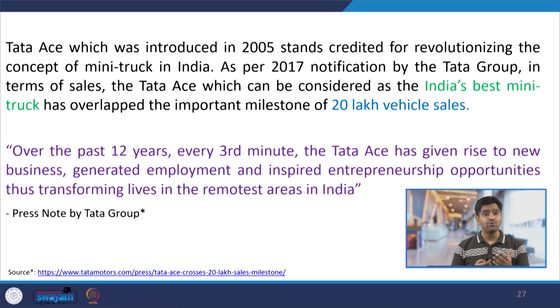Now Tata Ace, which was introduced in 2005, stands credited for creating a revolution with respect to the concept of a mini truck in India. If you go by the statistics, as per the 2017 notification by the Tata Group itself, almost 20 lakh vehicle sales have been done. And I was today looking at one of the videos on YouTube. If you search Tata Ace, on the YouTube channel by Tata Group, you'll be able to see that as of now they have even crossed 23 lakh vehicle sales.